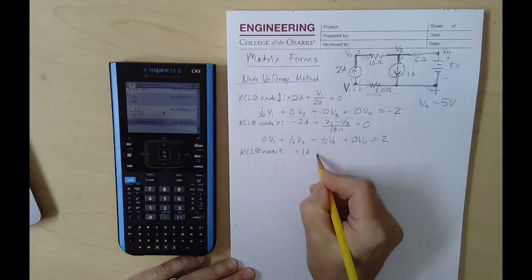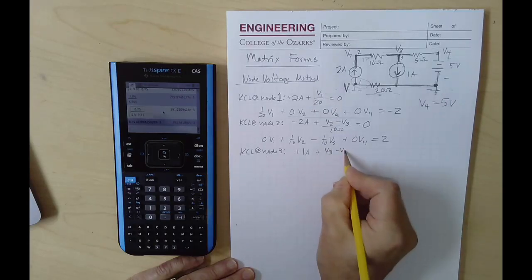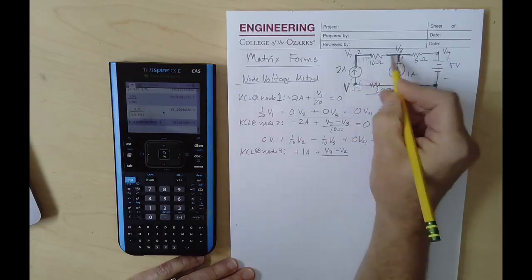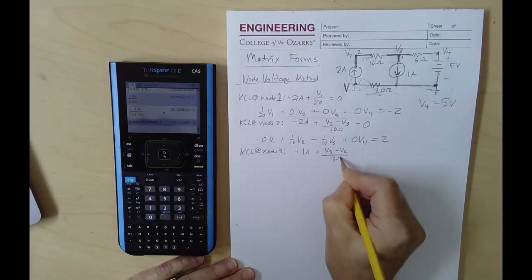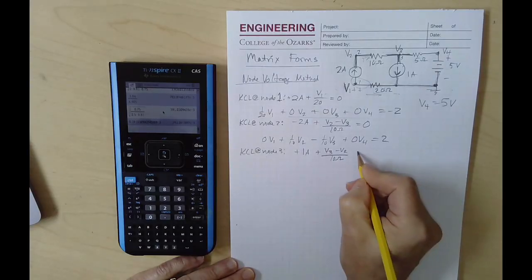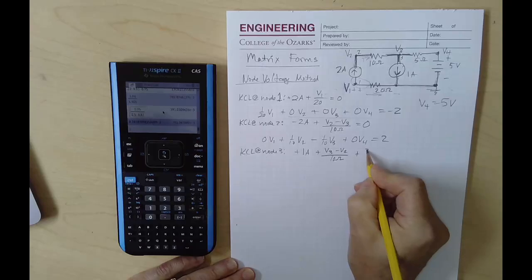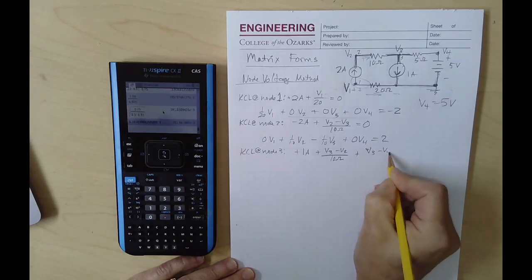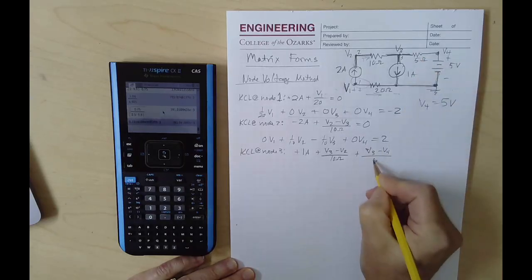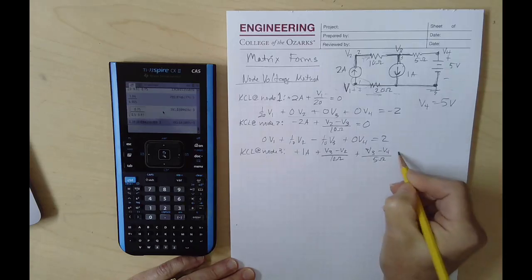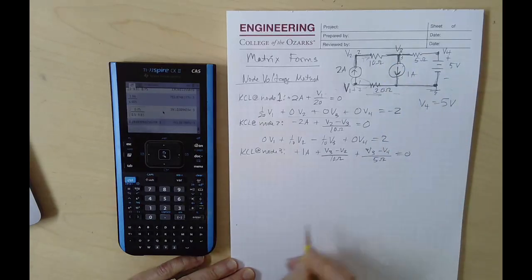So going from here to here, we're going to have V3 minus V2. The thing connecting 2 to 3 is 10 ohms, so we'll put plus that divided by 10. And then the current going that way is going to be V3 minus V4 over the 5 ohms, and that's all there is, so that equals 0.